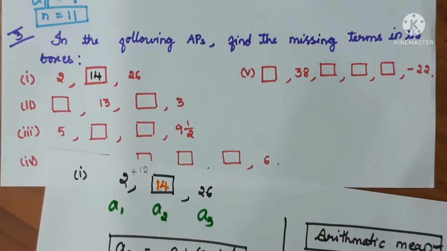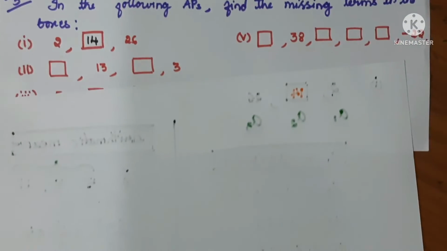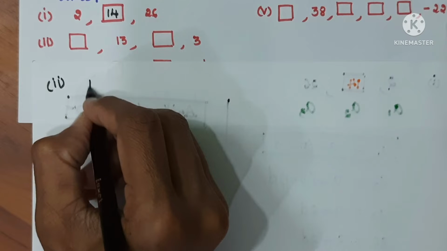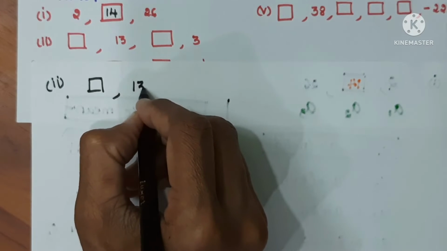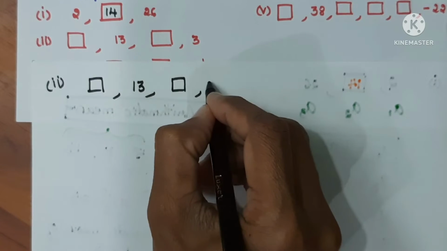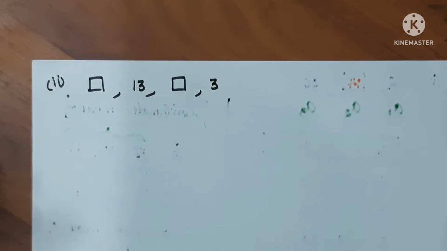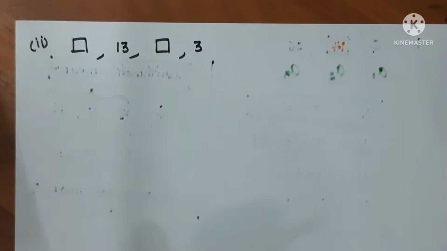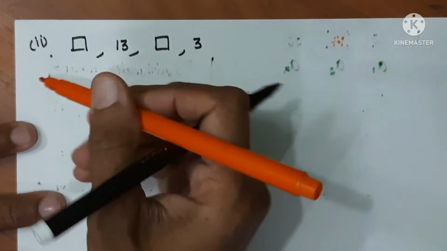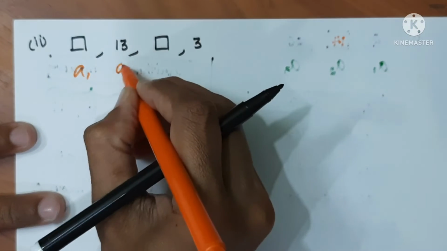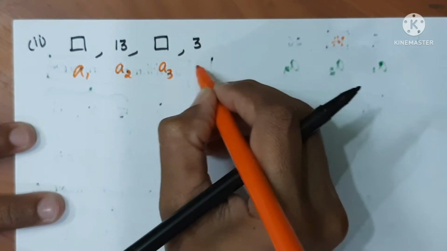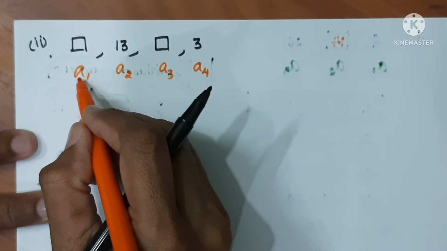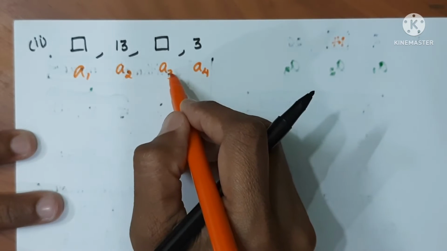Now let us take the second one. There is a box, and then 13, and another box, and then 3. This is first term, second term, third term, fourth term. Here they have given the second term and the fourth term. You have to find the first term and the third term.